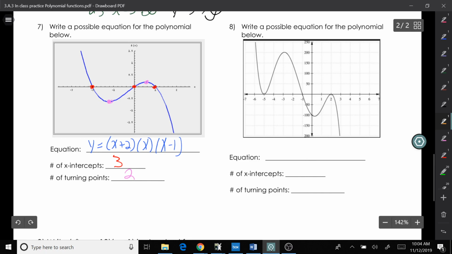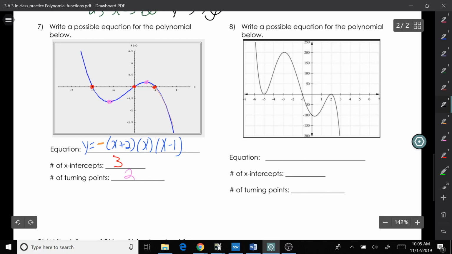Now I look at my end behavior. The right side is going down, which means there needs to be a negative sign in the front. So if you wanted to rewrite that a little bit neater, negative 1 equals.